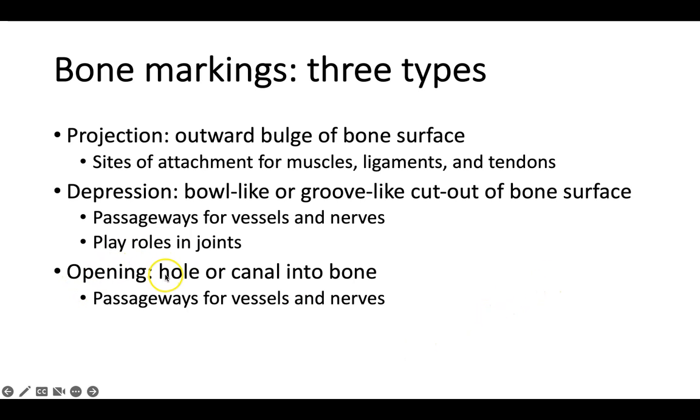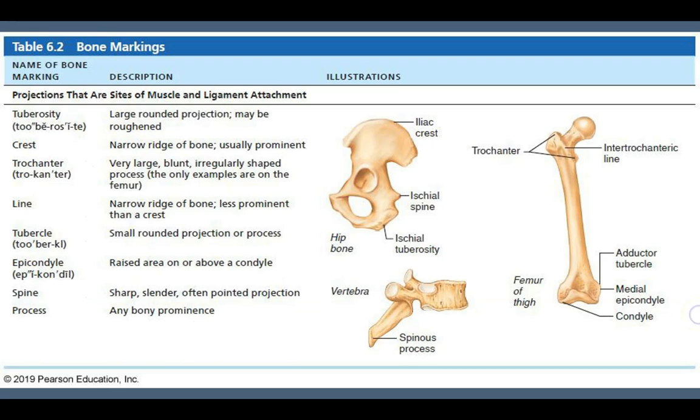And finally, they can be openings. So these are holes or canals into the bone. We just looked at the nutrient foramen as an example, and these are passageways for things like vessels and nerves. So here is just a table from your textbook that goes over some of these different markings. So there are a variety of names that you're going to see, and it's helpful if you can categorize them into each of these groupings of markings.